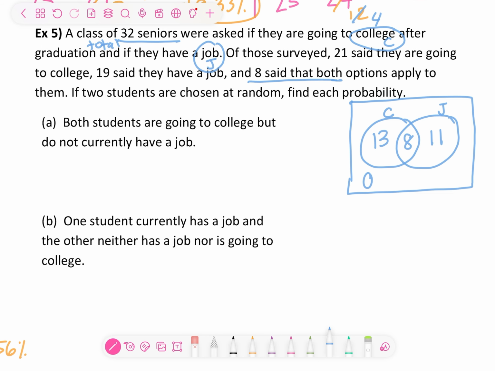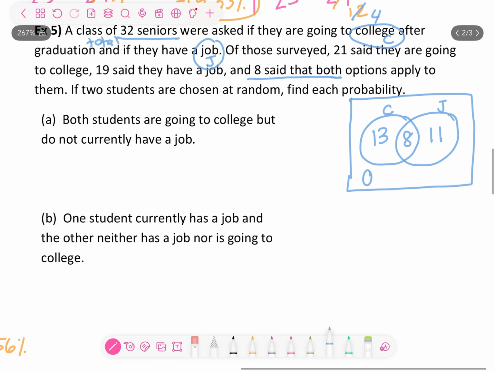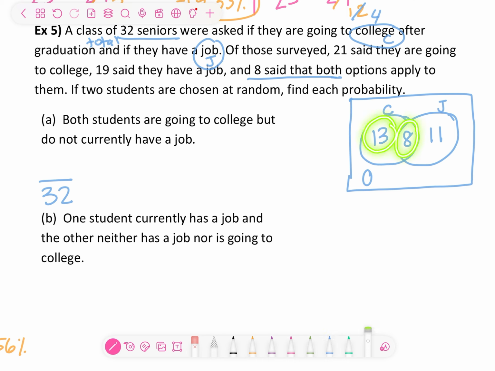Okay, so both students, what are the probabilities? Both students are going to college but do not currently have a job. So the first time we pick a student, there's 32 total. And it's saying that they're both going to college, but they do not currently have a job. So that means that they can't be in the intersection. They have to be in the 13. So the first time I pick one, there's 13 to choose from out of 32.